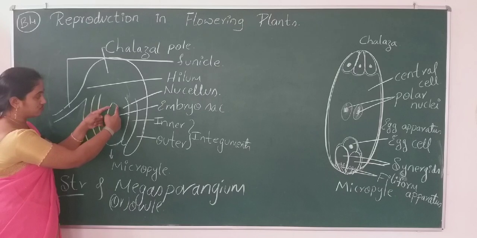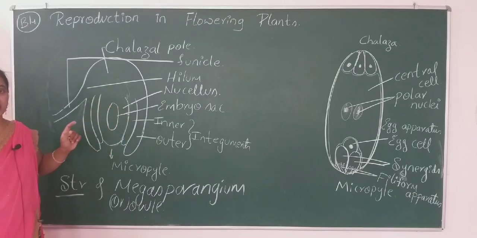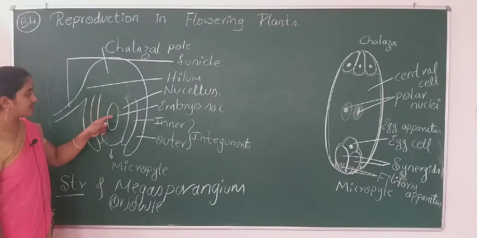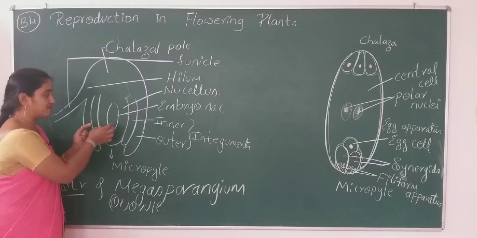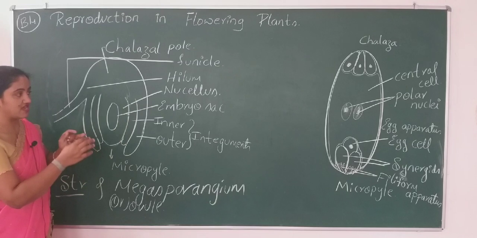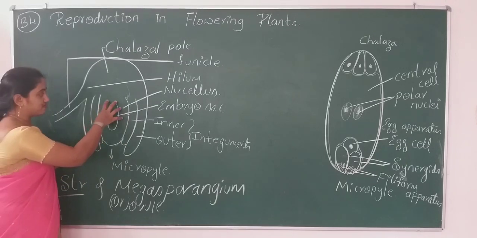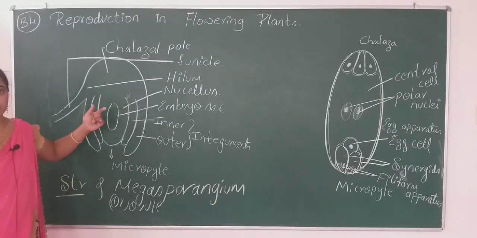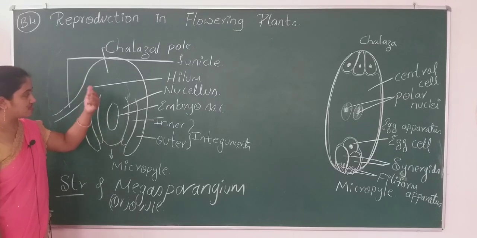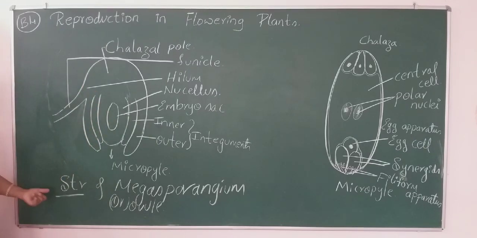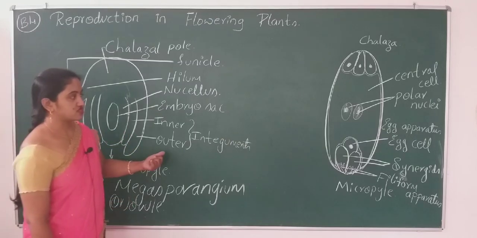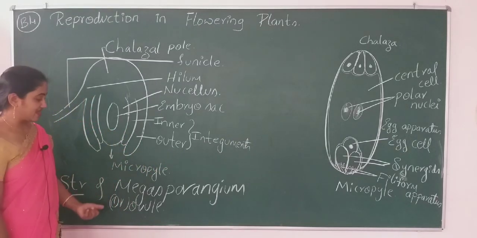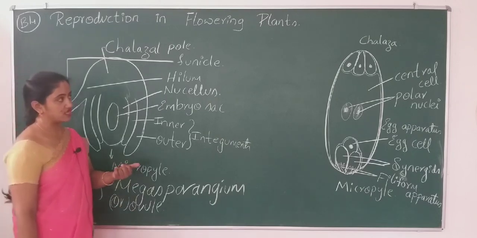Here I have shown the embryo sac. The embryo sac is nothing but the complete gametophyte; the meiotic division and mitotic division, everything has been done in this embryo sac. That embryo sac I am showing here. So these are all the parts and structure of megasporangium, also known as ovule. Most angiosperms bear the anatropous type of ovule, which is upside down.